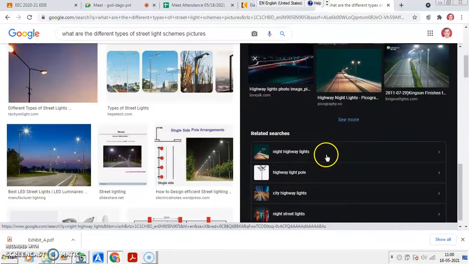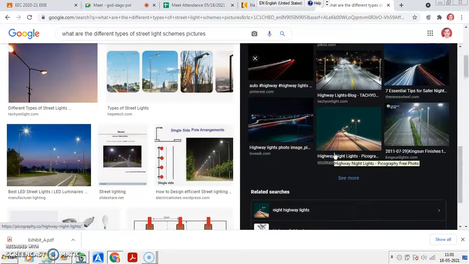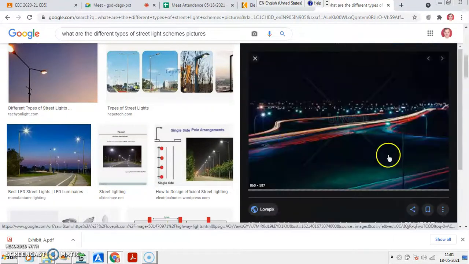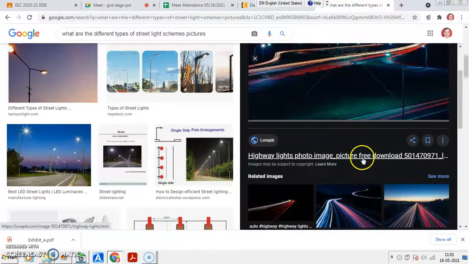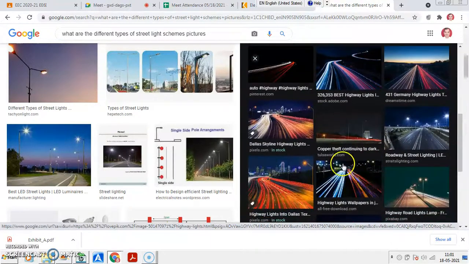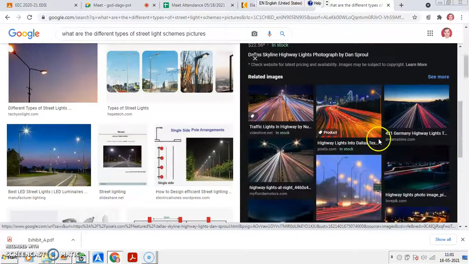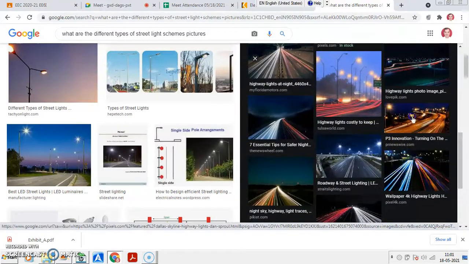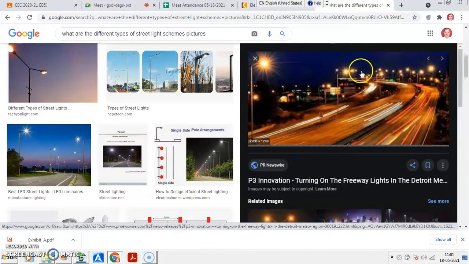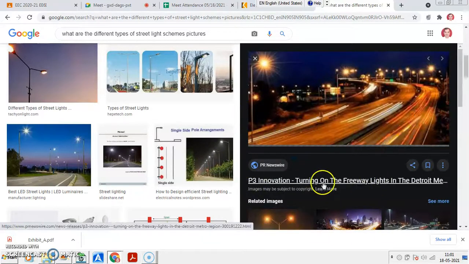Highways. Various schemes are there. You can see various diagrams. Highways. These all are highways street lights. Turning. Turning on freeway.